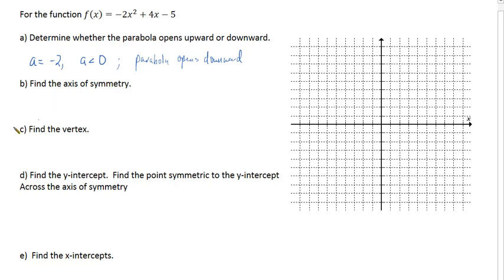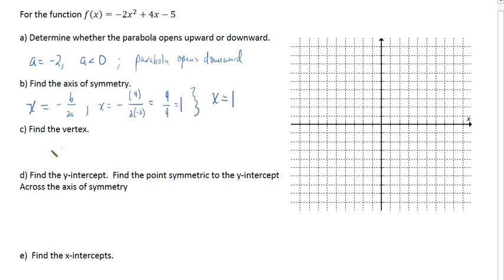Finding the axis of symmetry. Since it's in that standard form, the axis of symmetry is given by x equals negative b over 2a. So x is equal to negative, the b parameter is 4, over 2 times the a parameter, negative 2. Two negatives give me a positive. Then 4 over 4 is 1. So the axis of symmetry is x equals 1.